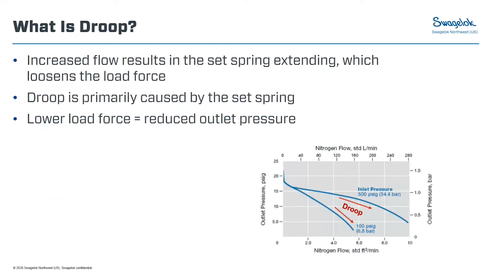All right, perfect. So the next performance criteria we'll go over is droop. Droop is the change in outlet pressure as our flow rate changes. If we look at a traditional flow curve like pictured here, as we increase our flow rate, our outlet pressure is going to drop. What's happening is as we increase our flow, our spring in our regulator is going to stretch, and when the spring stretches, the spring force is going to reduce.